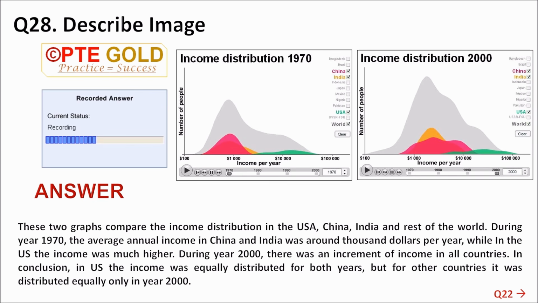During year 2000, there was an increment of income in all countries. In conclusion, in US the income was equally distributed for both years, but for other countries it was distributed equally only in year 2000.